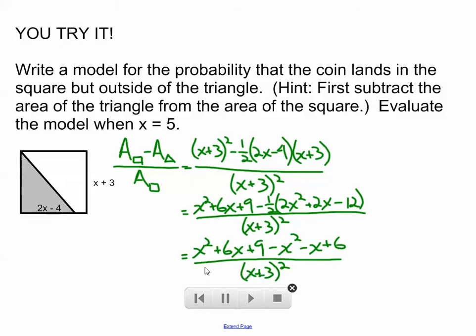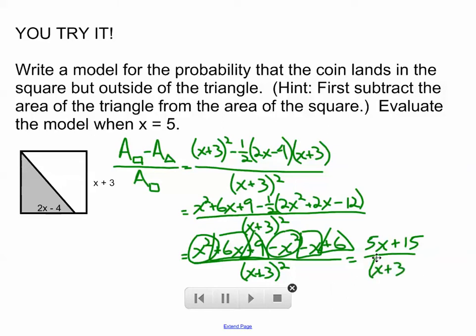I'm going to combine like terms on the top. The x squareds cancel out. 6x and negative x makes 5x, and 9 and 6 makes 15. I'm going to factor out the greatest common factor of 5x and 15, which is 5. And finally, I'm going to just write the x plus 3 squared as x plus 3 over x plus 3 because I can cancel out these x plus 3's.